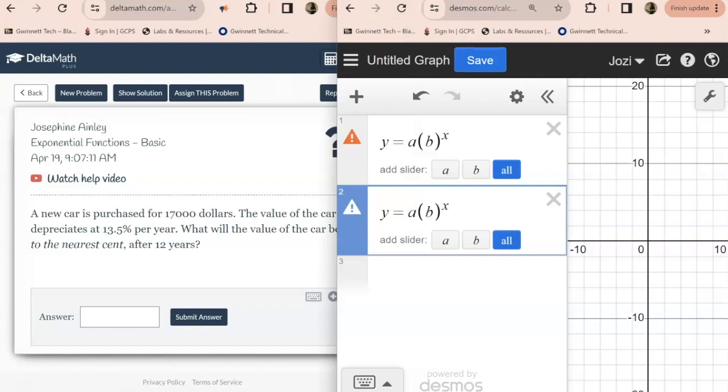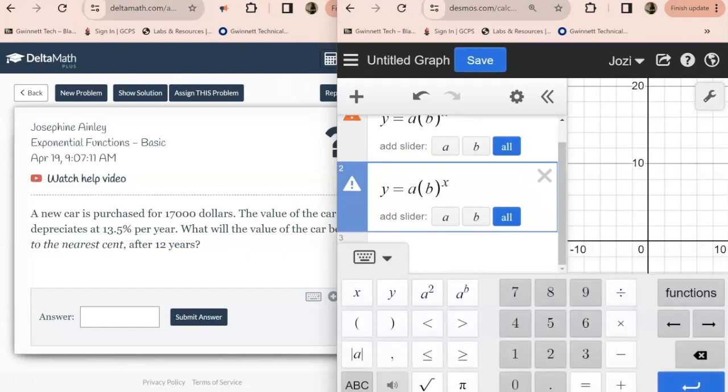So with that, all right, a new car is purchased for $1,700. Where do I put that? Well, if I purchase it for $1,700, that's my initial. So my initial is A. That's where I'm going to put that. So A is 1,700. Be careful what you're putting in.